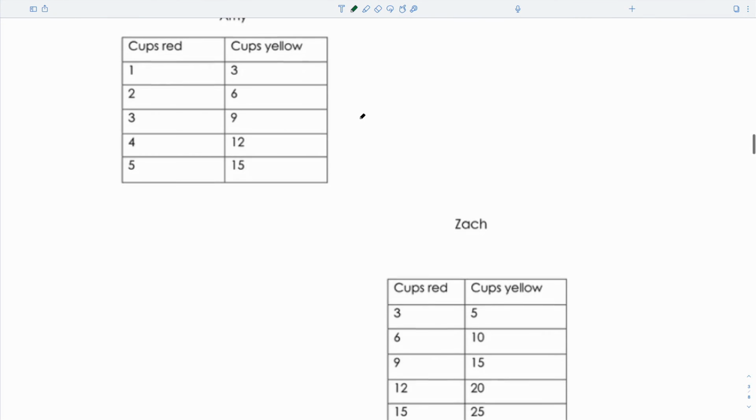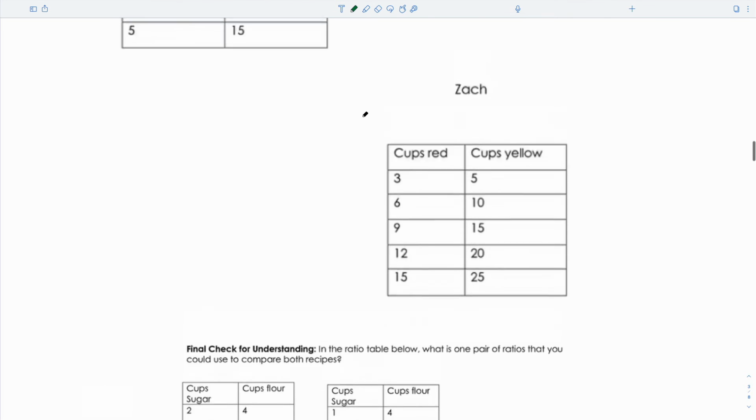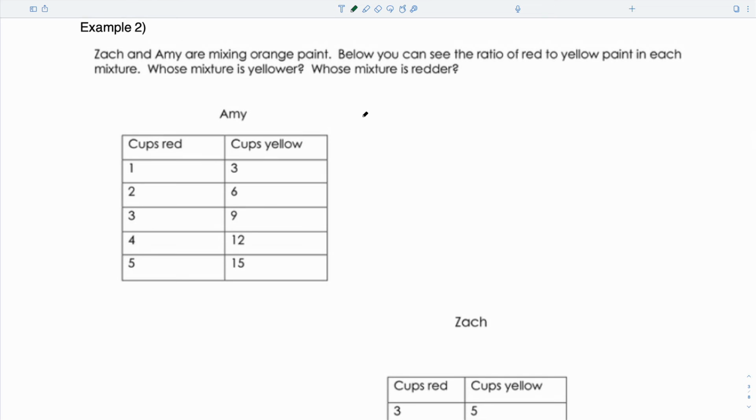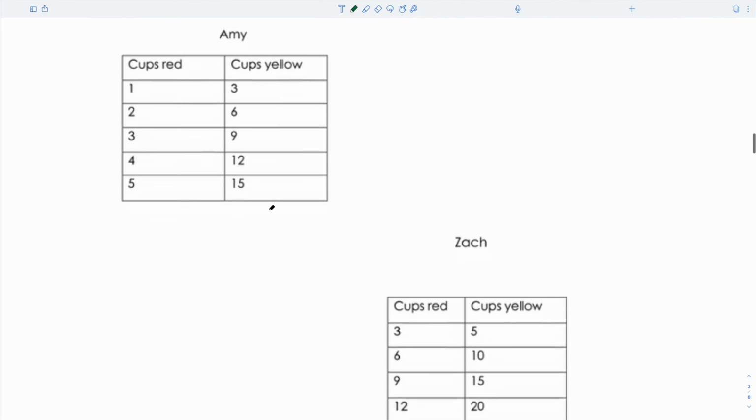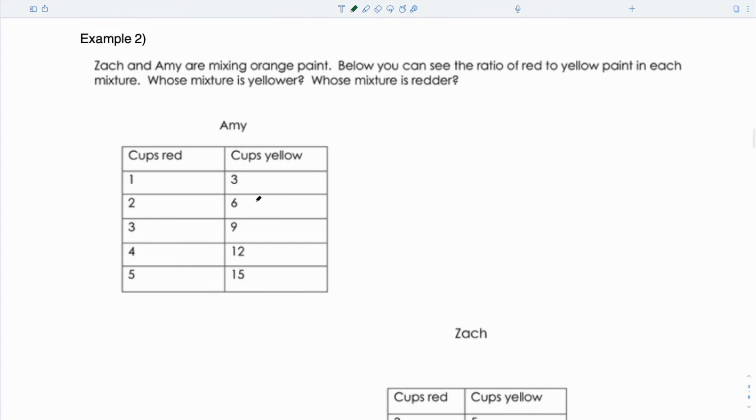This time they actually created the ratio tables for me, which was nice. In your independent practice and partner practice, you will be having to make the tables. They won't always do this for us. We're just going to use what we know about ratio tables, and I know this one has a ratio of 1 to 3. Zach's is 3 to 5, comparing red to yellow. So this column is all the cups of red he uses. This is all the cups of yellow. We want the mixture that is redder and whose is yellower.